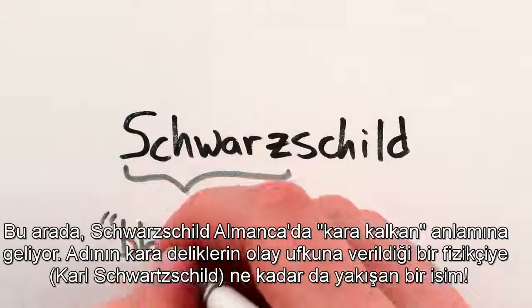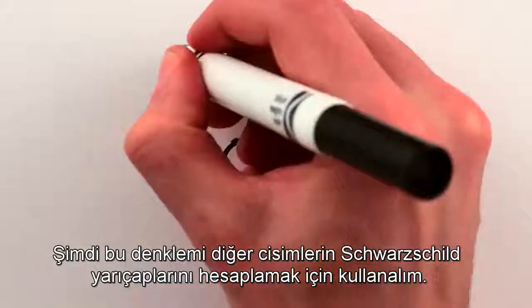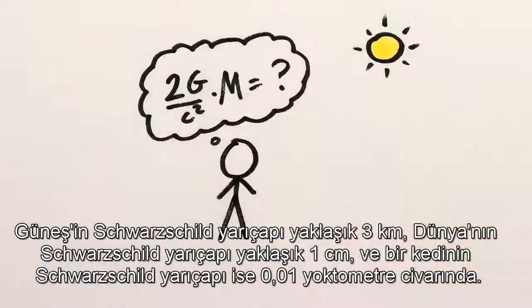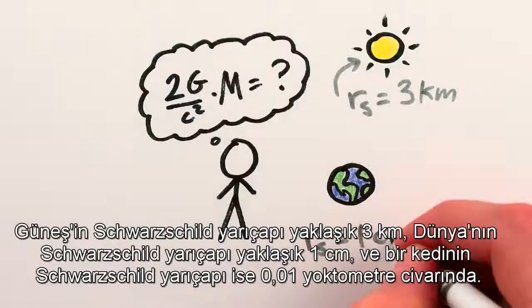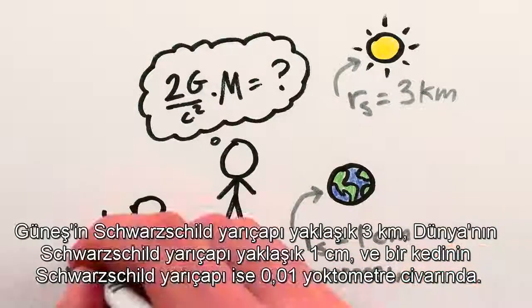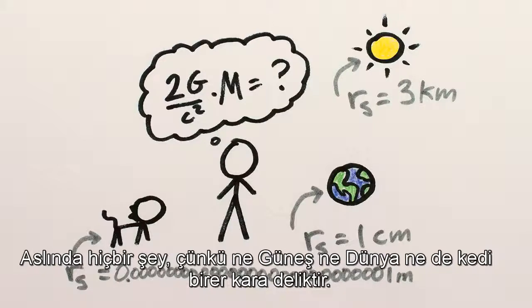Schwarzschild, by the way, means black shield in German, which is bizarrely appropriate for the physicist after whom black hole event horizons are named. Now let's just blindly use this equation to start calculating Schwarzschild radii for other objects. The Schwarzschild radius of the Sun is about 3 kilometers. The Schwarzschild radius of the Earth is about 1 centimeter. And the Schwarzschild radius of a cat is about 0.01 yoctometers. What do these mean? Well, nothing, since the Sun, the Earth, and the cat aren't black holes.